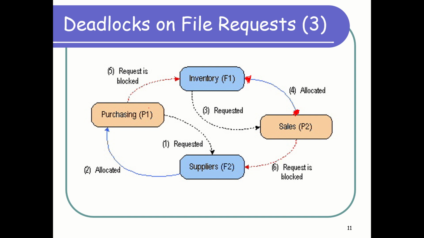At the same time, P1 tries to access F1, but since F1 is serving P2, this is blocked. P1 cannot access F1, and at the same time P2 cannot access F2 because F2 is now serving P1, so the request is blocked.